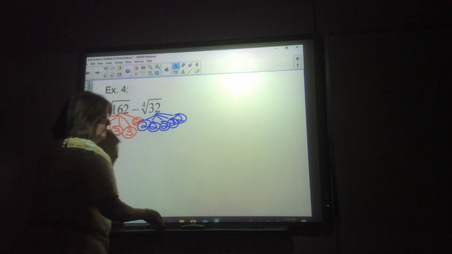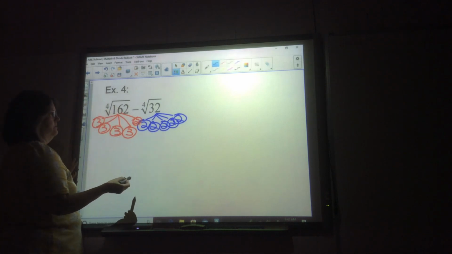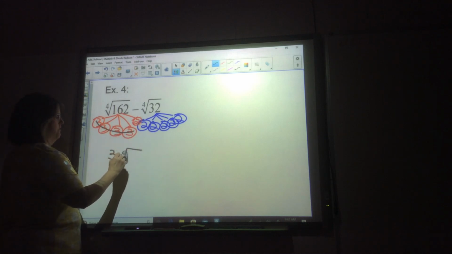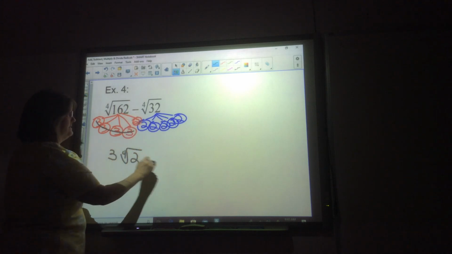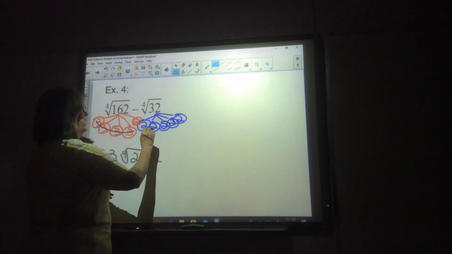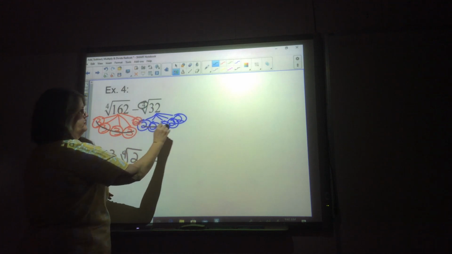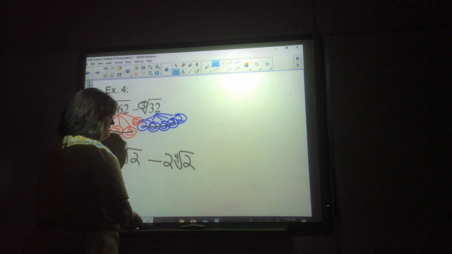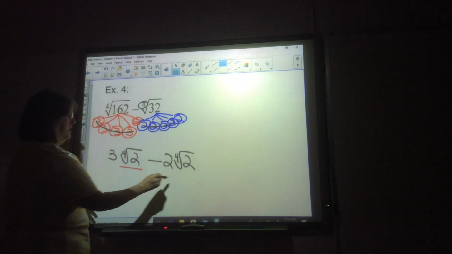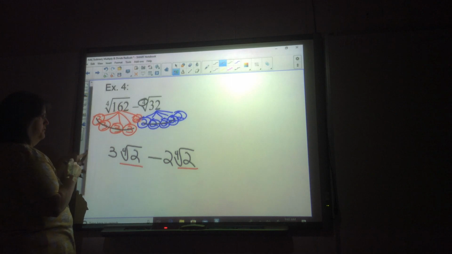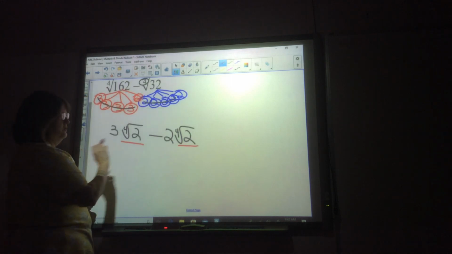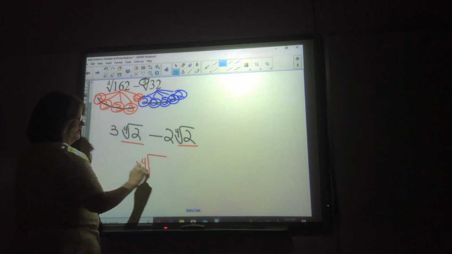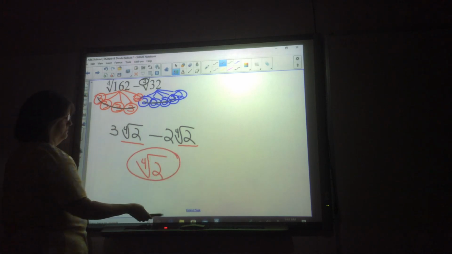This time it takes 4 of the same number to bring one out, so I can bring out 3 onto the 4th root of 2 minus, same thing, it takes 4 of the same number, so 1, 2, 3, 4, so 2 onto the 4th root of 2. They happen to still be like. See how they both have the 4th root of 2? So 3 4th roots of 2 minus 2. 3 minus 2 is 1. So this answer is the 4th root of 2.